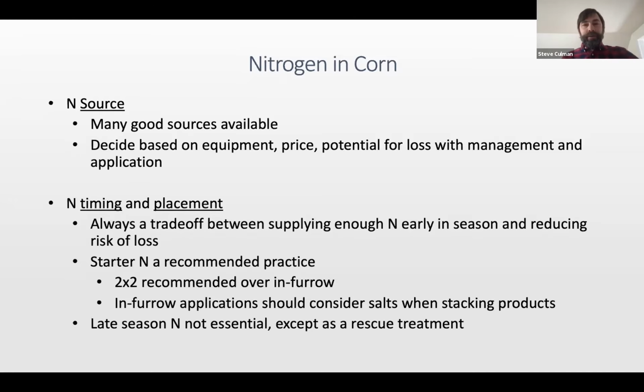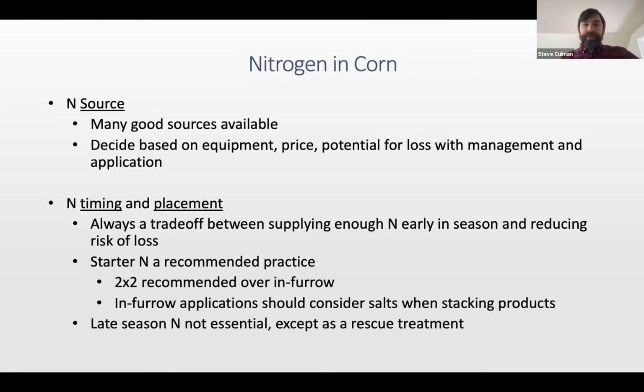We know that we need a fair amount of nitrogen in the early part of that corn's life cycle for us to actually reach our full yield potential. So there are always going to be trade-offs between the risk of loss with a lot of early season precipitation when there's not a lot of nitrogen uptake, and how we actually apply it and make sure that crop has it when it needs it.